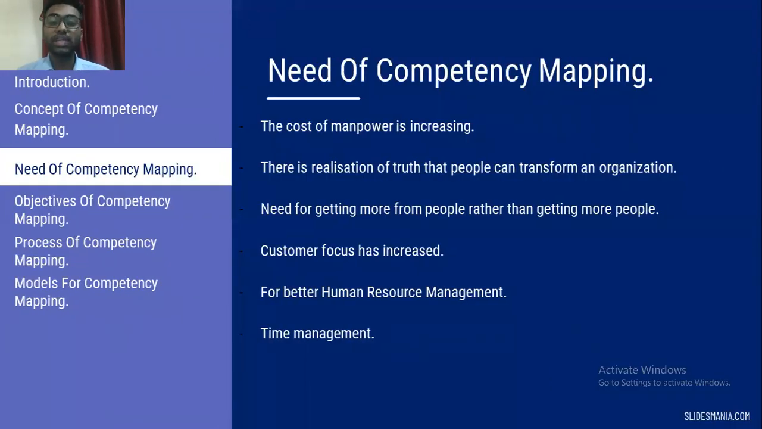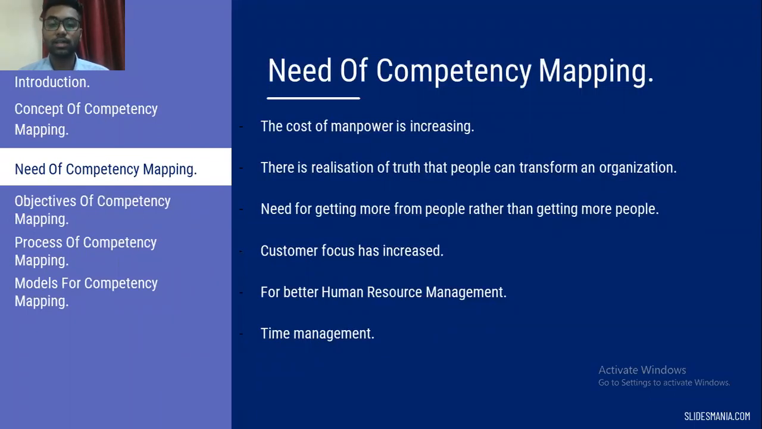Then we have the need for competency mapping. The cost of manpower is increasing. If we require different competencies, but right now we have people with different skills, this only increases the manpower cost, which is a very bad thing for an organization. So it also identifies the proper person who is fit to do that specific job. This reduces the cost of manpower.